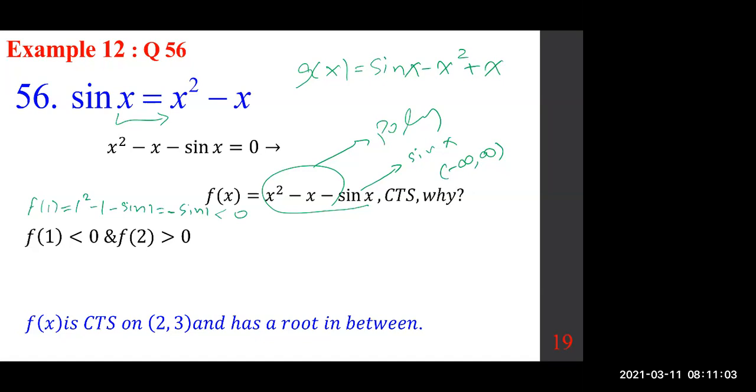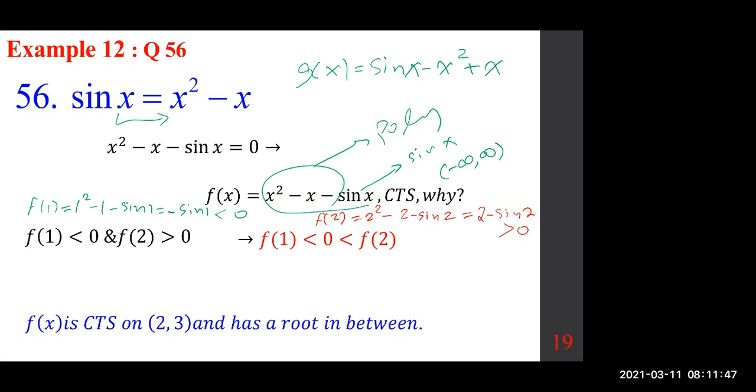But if we plug in 2, let me use a different color. f of 2, 2 squared minus 2 minus sine 2. So this is 2 squared is 4 minus 2, 2 minus, and this is always positive because sine in the worst case, if it's positive 1, then 2 minus 1 becomes 1. So no matter what this is, positive. And therefore, there is a root between 1 and 2.